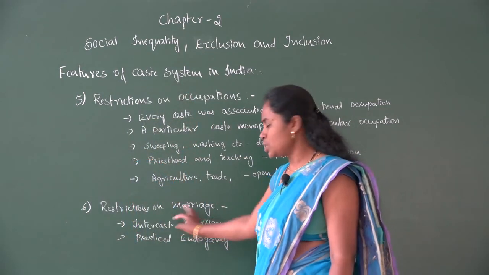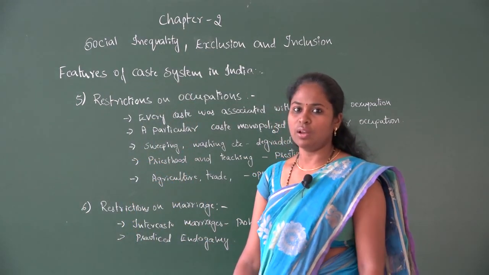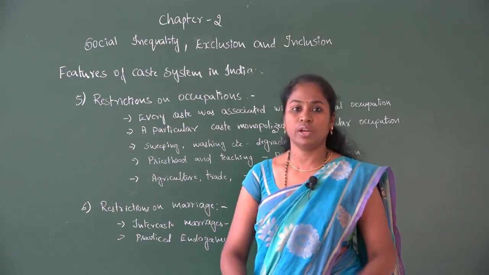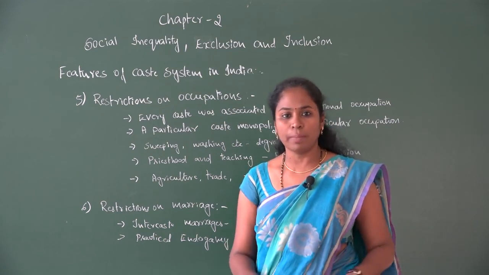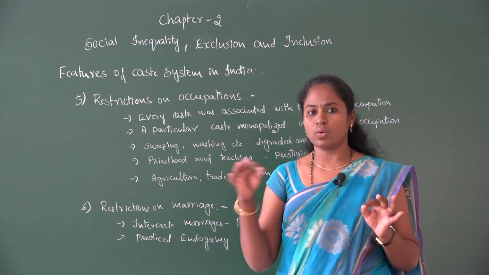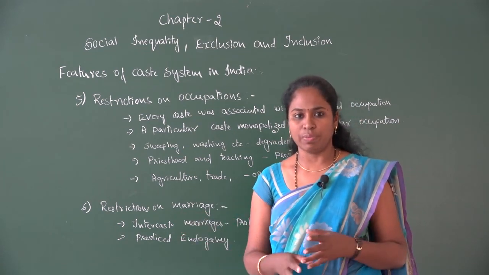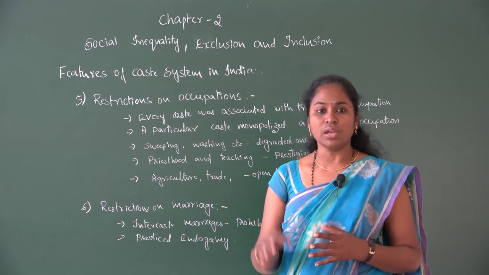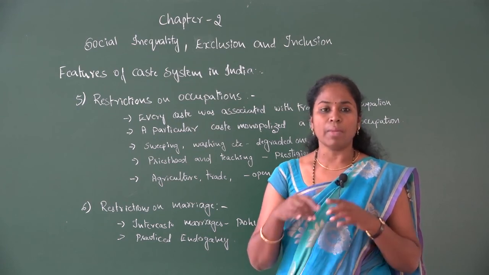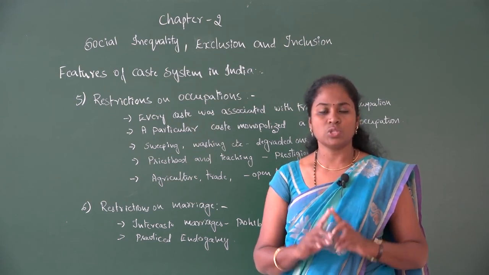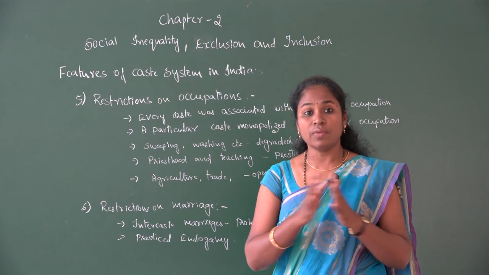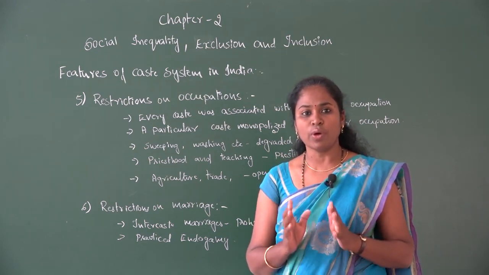Sixth point, restrictions on marriage. Here we could find that intercaste marriages were prohibited. Strictly, intercaste marriages were prohibited in the caste system. One particular caste could not get married to people of any other caste, because they followed the endogamous type of marriage. Endogamous marriage means marrying within their own caste. So Brahmins had to marry only Brahmins. This was the restriction.